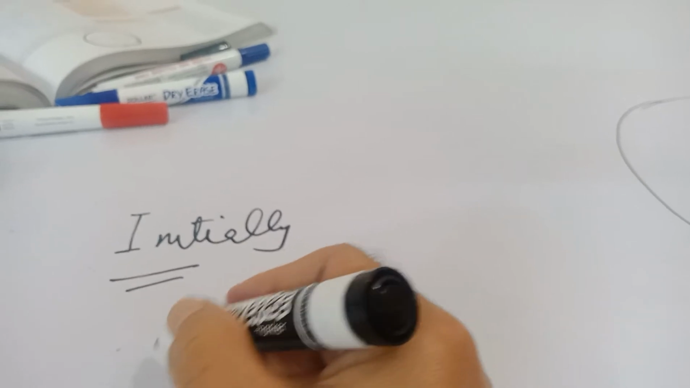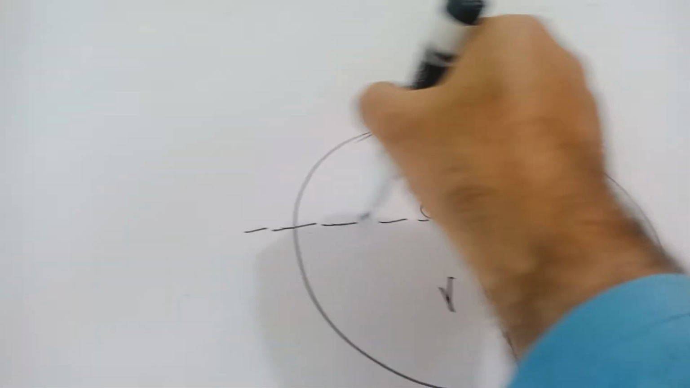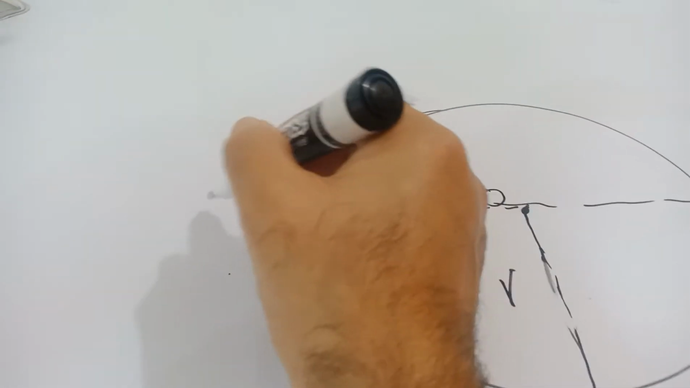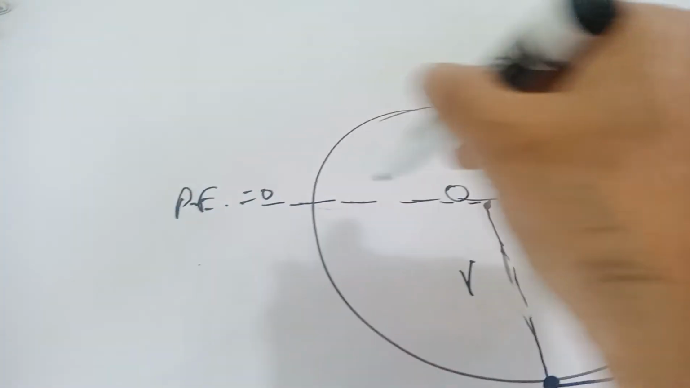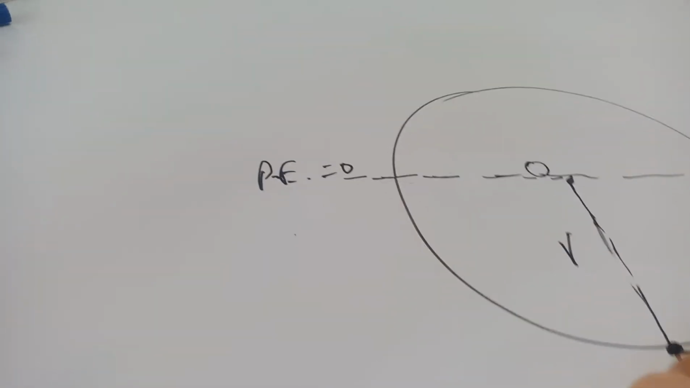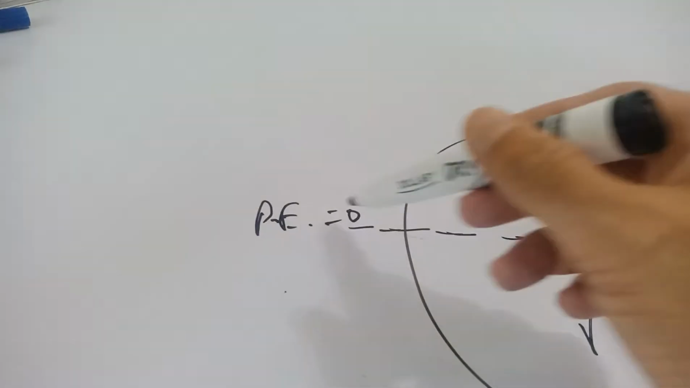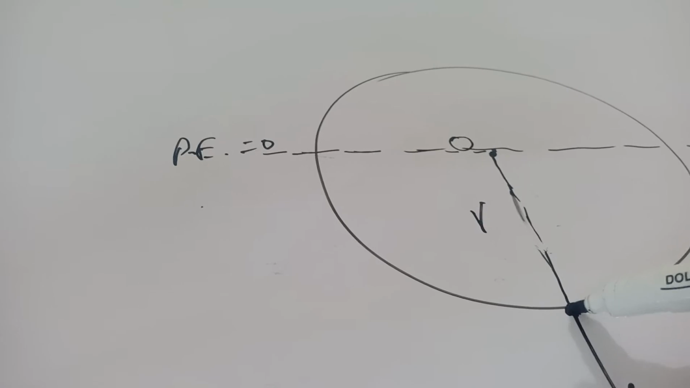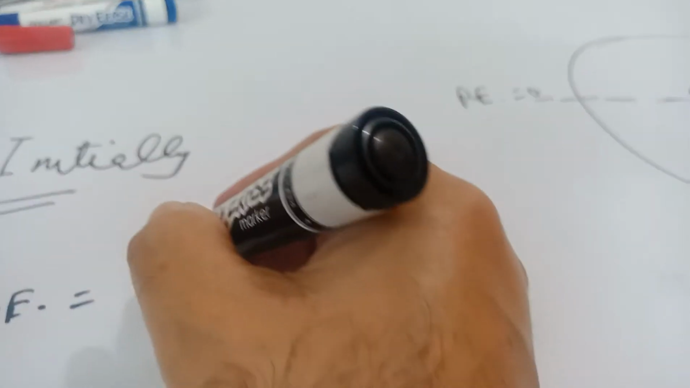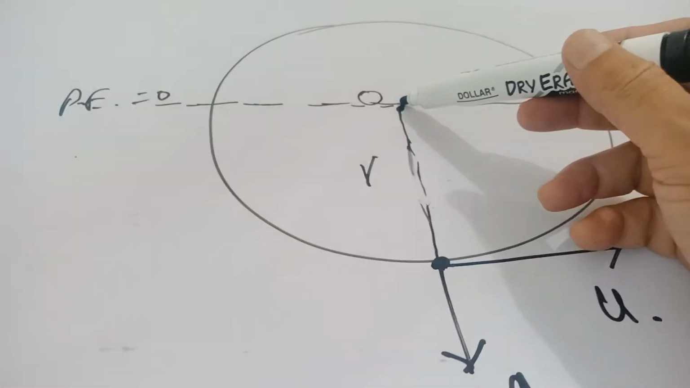we have potential energy. Now this radius is r, and this is the level from which we're going to determine the potential energy. So at this level the potential energy is 0 because this is the ground level maybe, or the level from which you're going to determine the height of this object. So that is why this potential energy over here is 0. The potential energy at this initial level is going to be minus mgr, because this is going to be r units below this O.